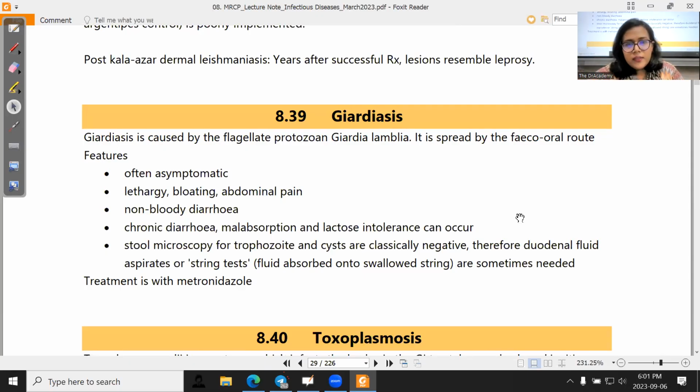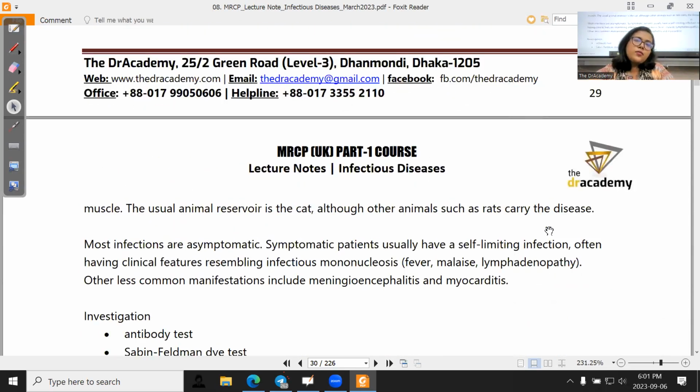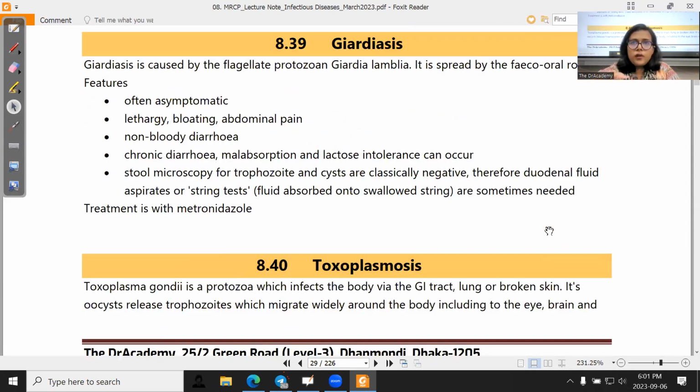All right, I will just read about 2 more topics and then I will go for a recapitulation. Okay, giardiasis. This is caused by the flagellate protozoa known as Giardia lamblia. This is a common cause of diarrhea in diabetic patients, okay? This is spread by the fecal-oral route, often asymptomatic. It causes watery diarrhea, but sometimes in the later stages, it can also cause malabsorptive diarrhea.